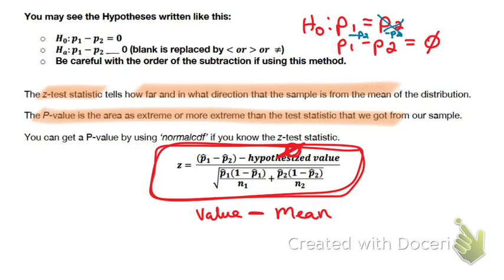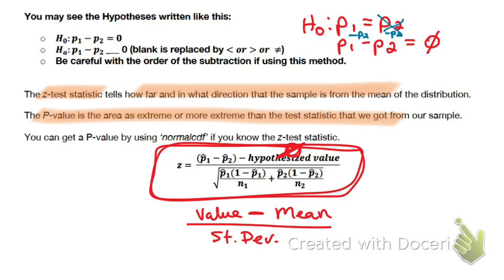We're hypothesizing that they are the same, so they have a difference of nothing. And then the bottom is the standard deviation or the standard error. And so that's where we get the z-test statistic: value of the sample minus the mean of the hypothesized distribution divided by the standard deviation of the distribution. So that's where all the numbers come from.